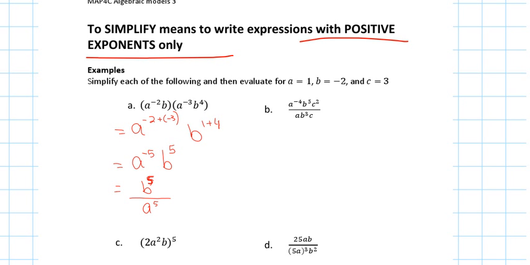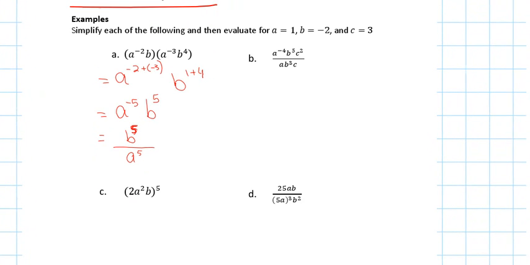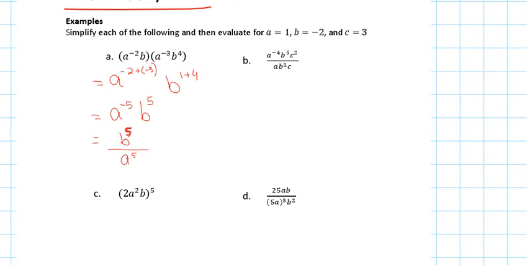Now since I have my answer, all what I have to do is I have to replace b with a negative 2 and a with a 1, so your answer is going to be negative 32 over 1, which is just negative 32. Is it wrong to switch first? It is not wrong, it's longer, right? And you will have more chances of making mistakes.